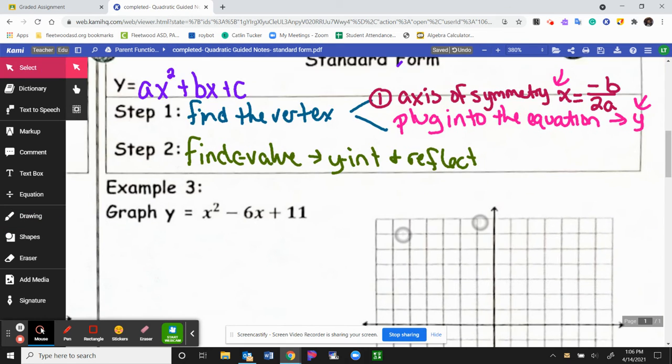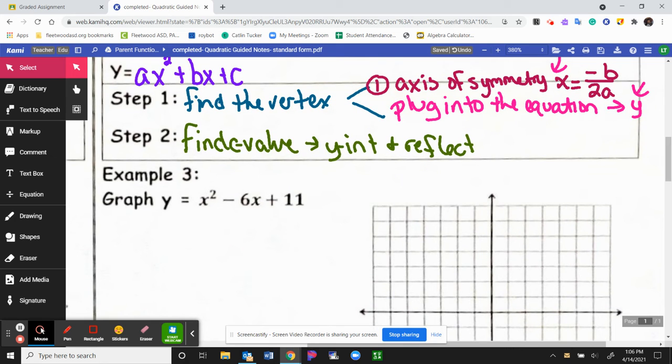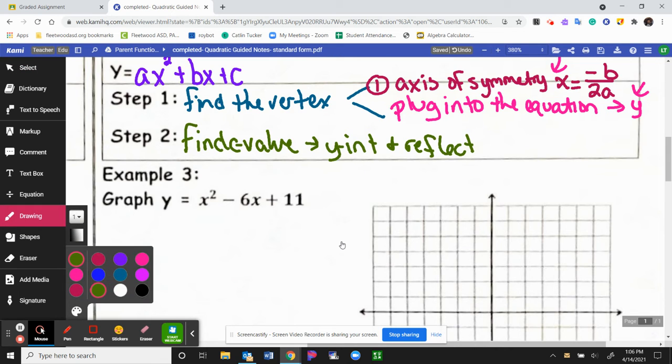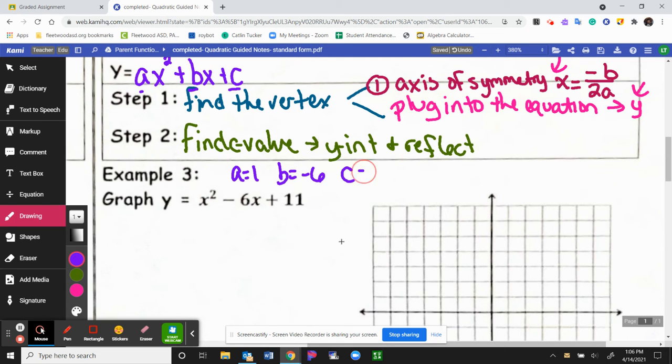So let's look at our first example here. We have x squared minus 6x plus 11. So my suggestion is to start by identifying what your a, b, and your c are. So we know that it needs to be ax squared plus bx plus c. So here, the number in front of my x squared is really a 1, so my a is 1. My b is -6, and my c is 11.